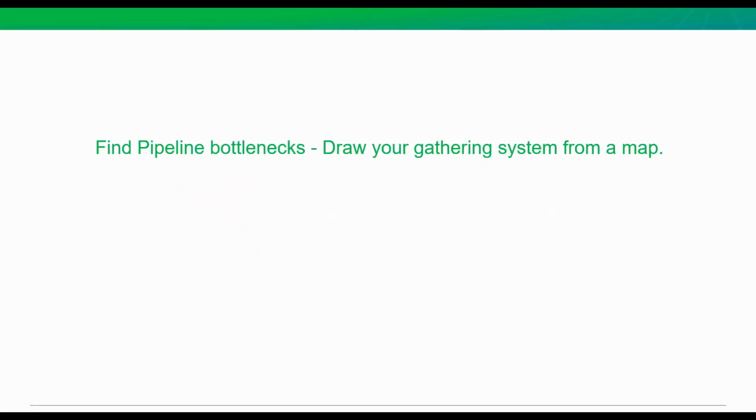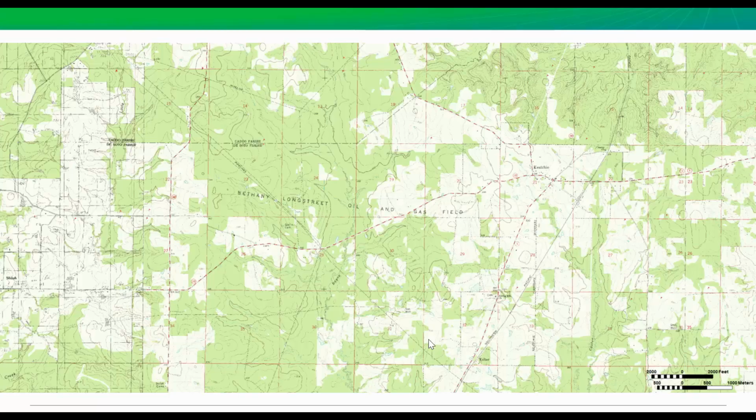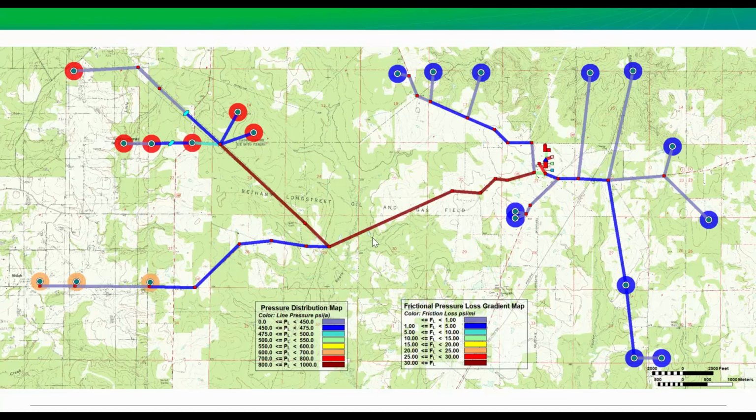Today's topic is about finding pipeline bottlenecks in your gathering system, but specifically how to take a picture or a map of your gathering system and really quickly start to learn where my bottlenecks are. So imagine going from this, a map. It can be a JPEG, a bitmap, whatever you want. These are your pipelines. How do you go from this to this, where the red pipes are showing us where our friction, where our restrictions are, and also how the pressure distribution is among our wells? How do we do that so quickly?